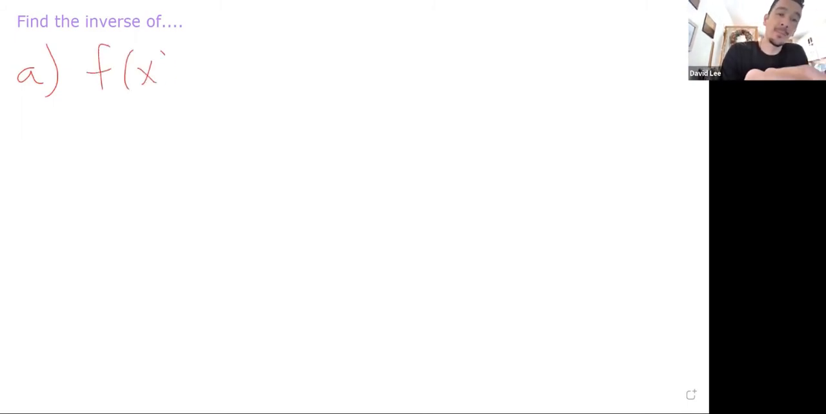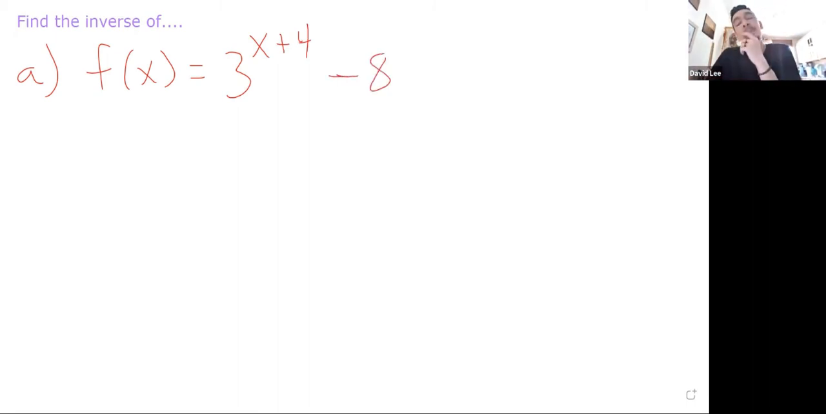How about this here? Okay, so I'll let you guys copy that down. And what we want to do here is find the inverse.